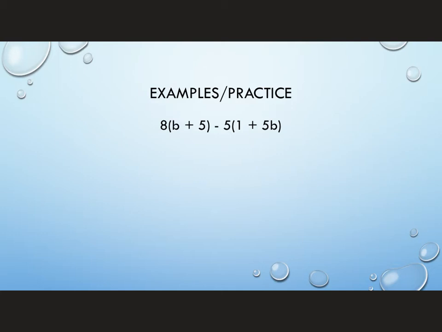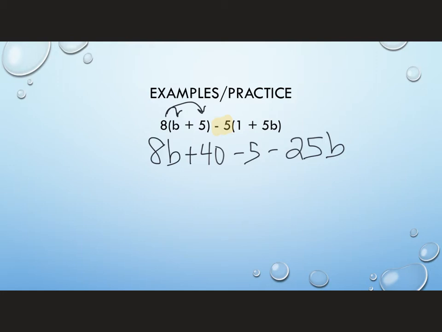So I'm looking at this wonderful expression here. So I have 8 times the quantity b plus 5 minus 5 times the quantity 1 plus 5b. First thing I'm going to do is my distributive property. 8 times b gives me 8b. 8 times positive 5 gives me plus 40. Over here, negative 5. So remember, this negative goes with this 5. So negative 5 times 1 is negative 5. Negative 5 times positive 5b becomes negative 25b.